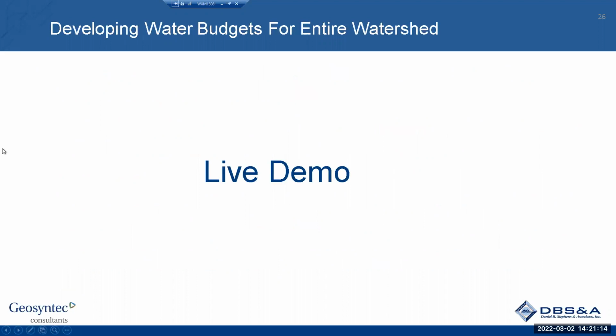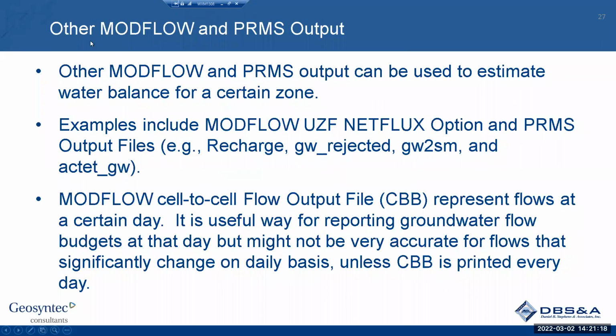We looked at developing a water budget for the entire watershed. And now we're gonna look at other MODFLOW and PRMS output, which are useful for developing a water budget for each cell in the model, not just the entire watershed, or a certain zone. So there are other MODFLOW and PRMS output that can be used to estimate water balance. One of them is the UZF net flux option. So that's an option in the UZF package.